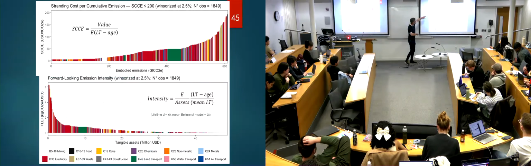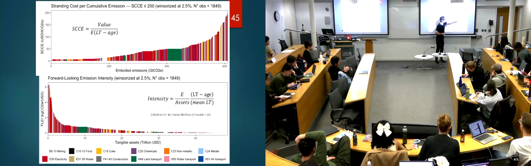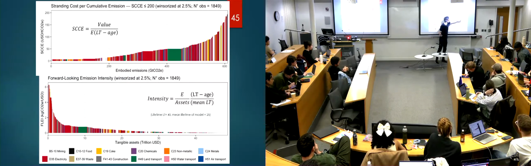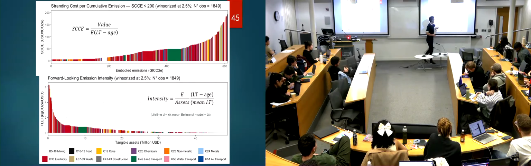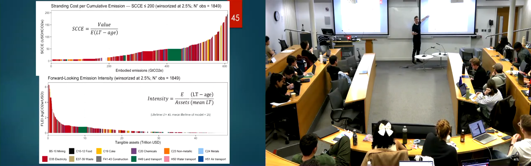This is just the inverse. So this is the intensity, emission per $1,000 of assets, corrected for age. And so some of these companies have 6 tons per $1,000 of assets.